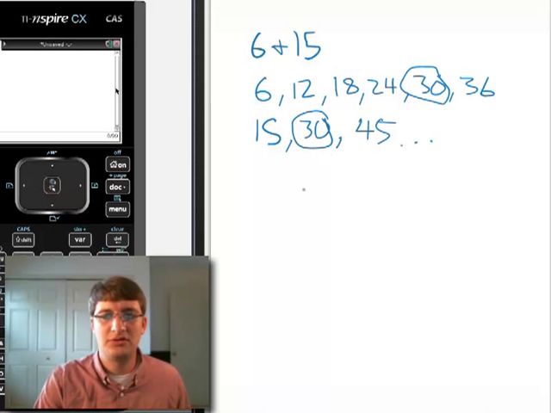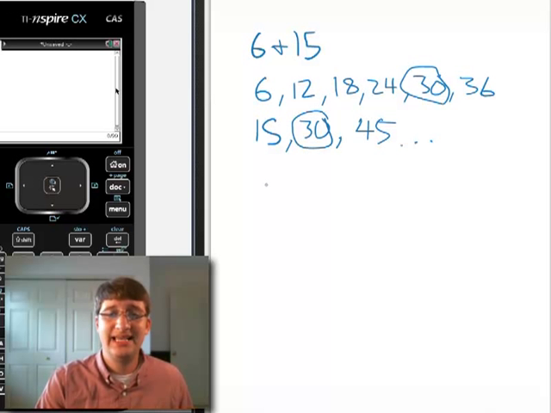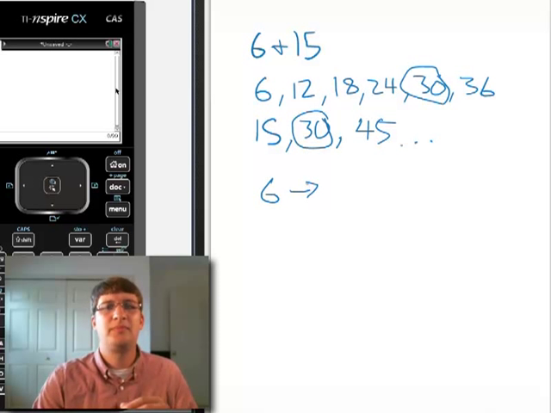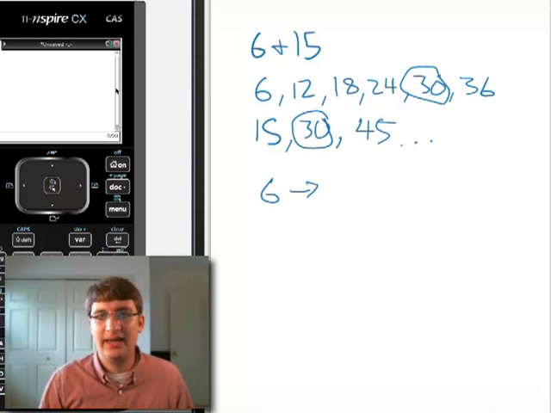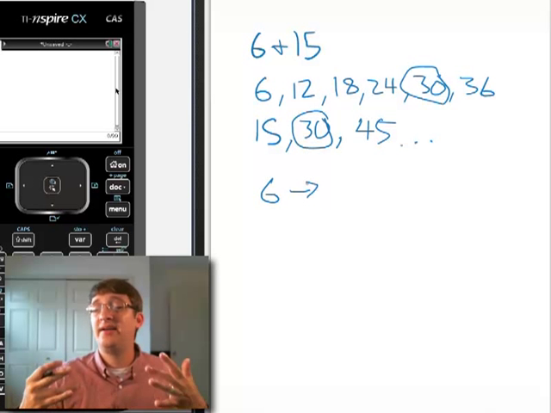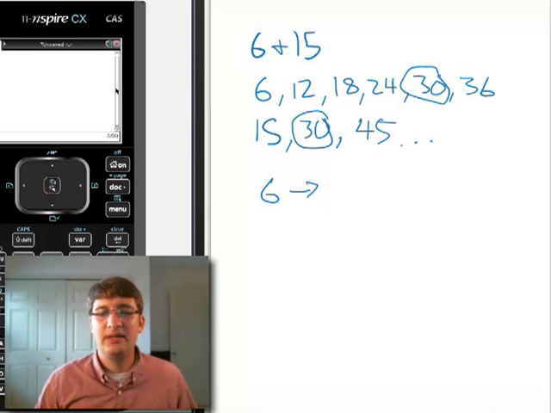And now I want to show you this cool little trick that I just found out about. In order to find the common multiple a little quicker, what we can do is take 6 and break it down into what's called its prime factors, okay? This process is called prime factorization. You have to break down 6 into its prime factors.